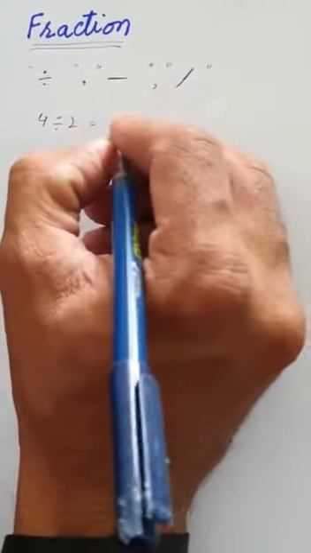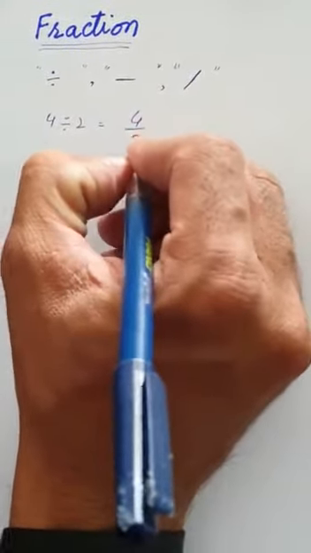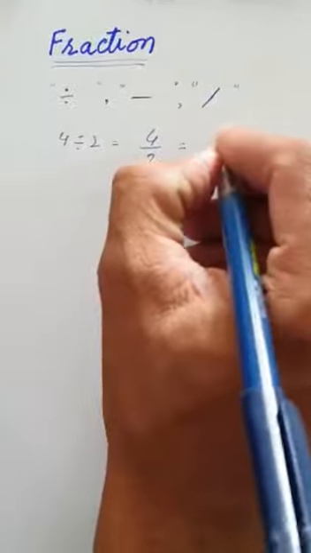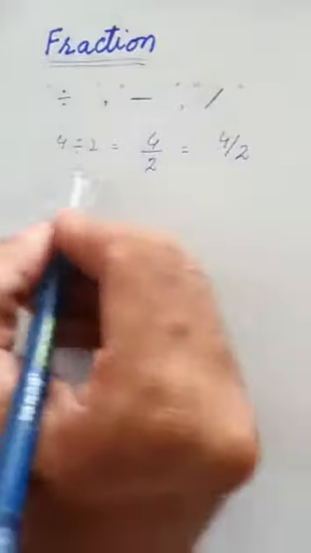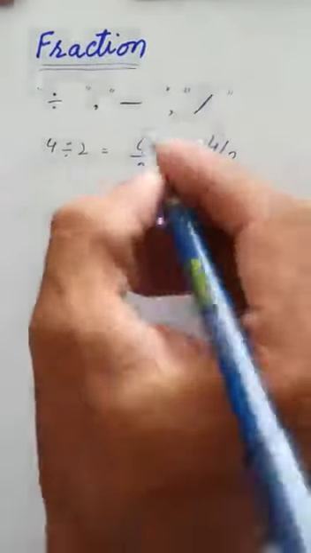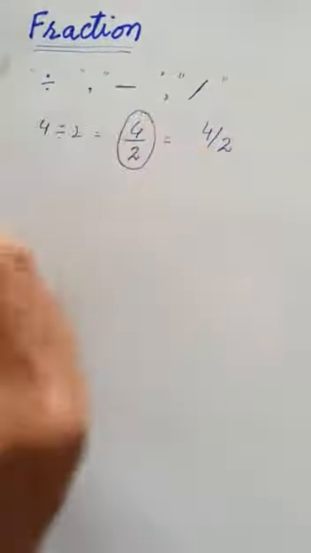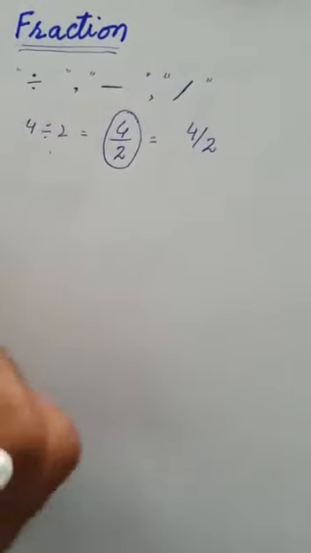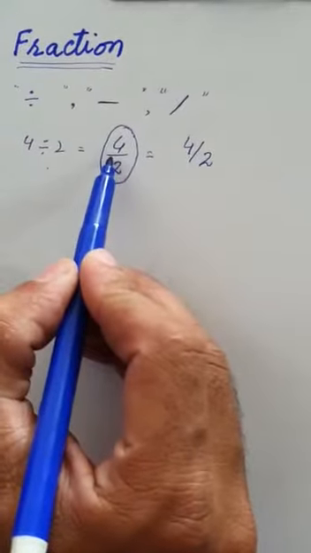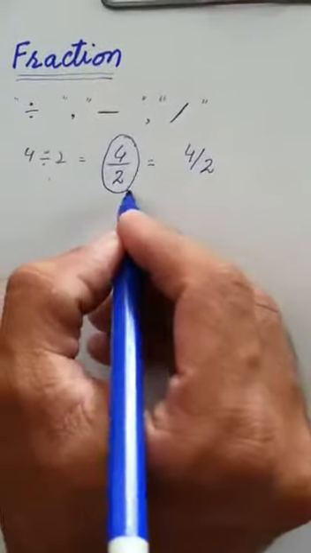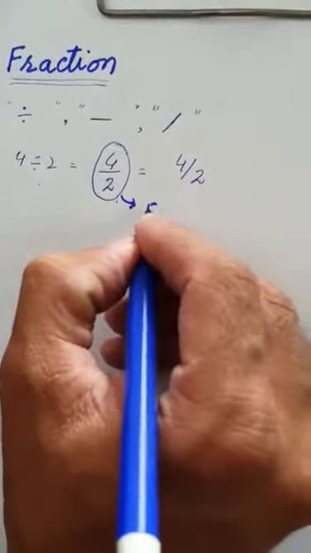then we can write it down 4 over 2. Again we can write it 4/2. That means all these symbols are the same. Okay, specifically this form is known as fraction. Specifically when this symbol of division is used, then this form is known as fraction.